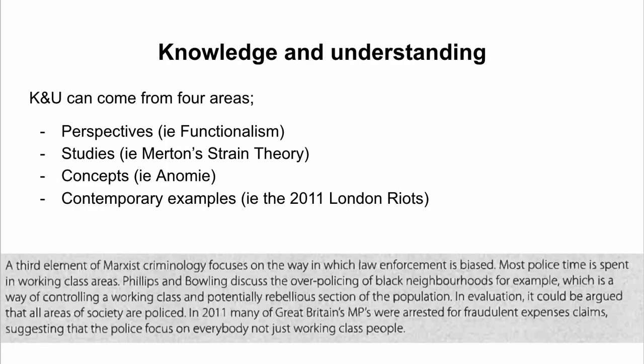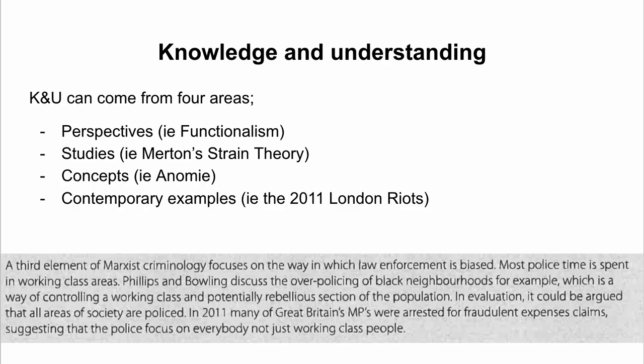So now moving on to knowledge and understanding. Knowledge and understanding can come from four areas in A-level sociology. It can come from perspectives, so mentioning functionalism, for example. It could come from studies, so a specific name of a sociologist, like Merton talking about strain theory. It can come from concepts, like the concept of anomie, for example. And it can also come from contemporary examples, like the London riots. So that's the four ways that you can build in knowledge and understanding. So there really are lots and lots of ways for you to get those 16 marks.